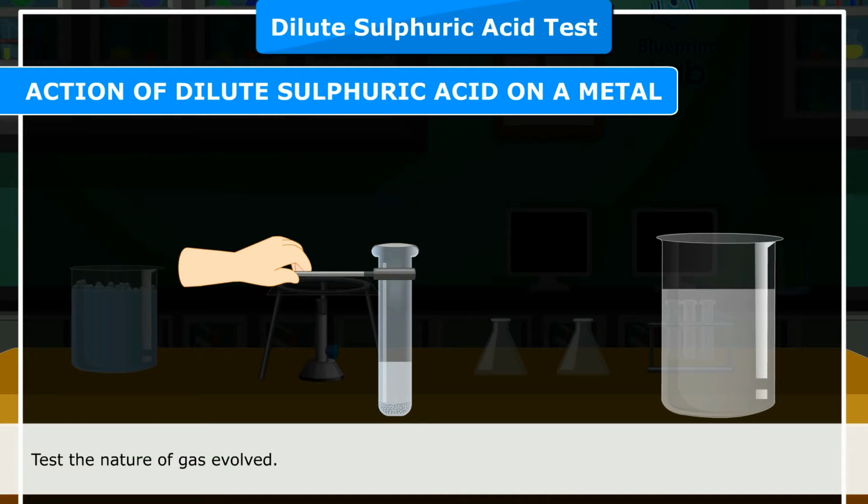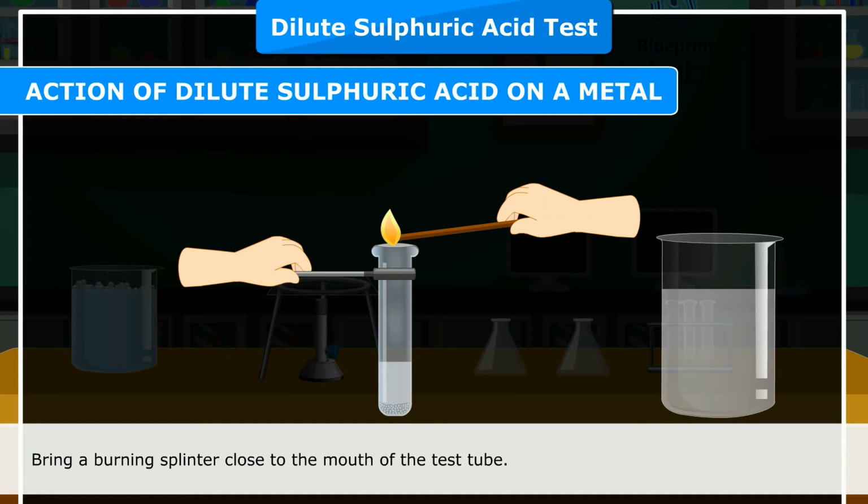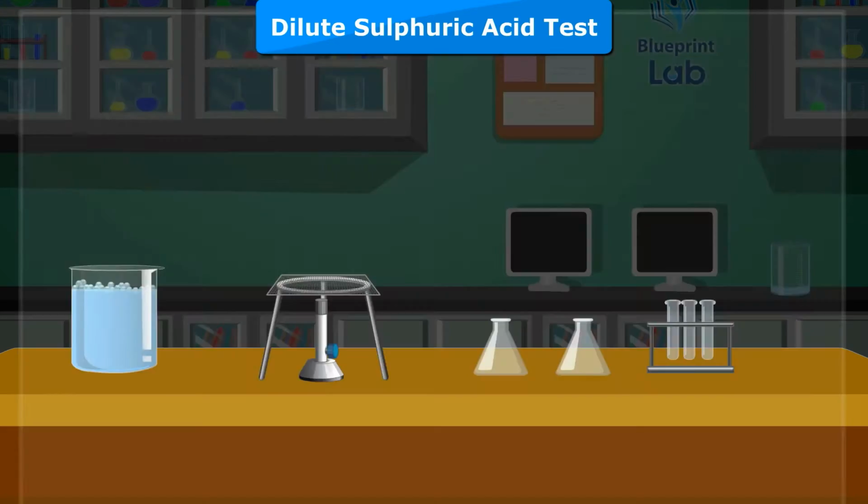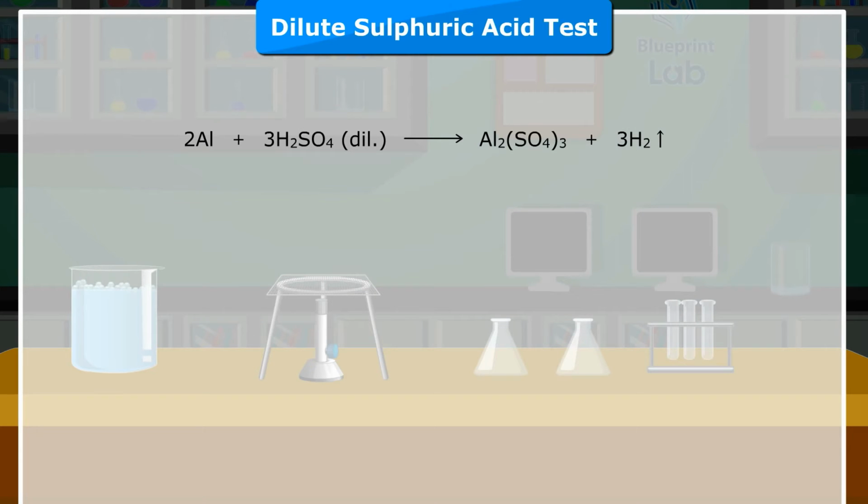Test the nature of the gas evolved. Bring a burning splinter close to the mouth of the test tube. The gas burns with a pop sound. This confirms that the gas is hydrogen. Thus, the given substance is an active metal. 2Al plus 3H2SO4 (dilute) gives Al2(SO4)3 plus 3H2.